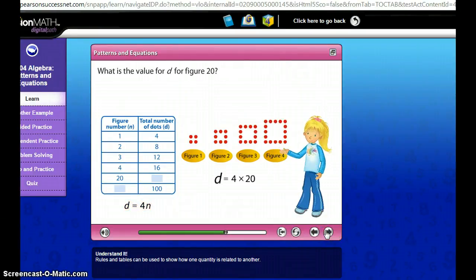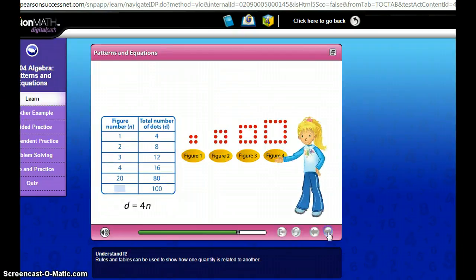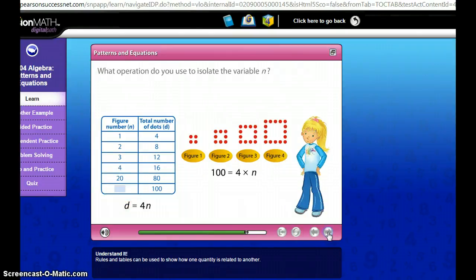We solved this already. The value for 20 we said was 80. Now find which figure would have 100 dots. Use the equation to find the numbers missing from the table. And we did that already.